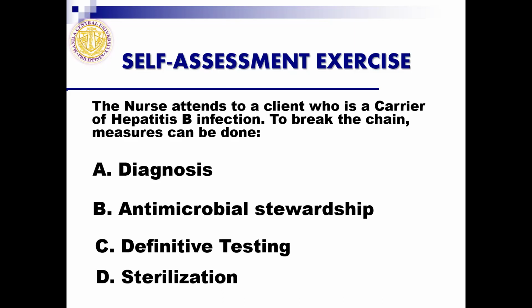So I'll start counting. 10, 9, 8, 7, 6, 5, 4, 3, 2, 1, 0. Okay? So we did not reach 24 because it's only 23. So I may be calling those who did not raise the hand. So let us now analyze the question first. The question: the nurse attends to a client who is a carrier already and has the hepatitis B infection. To break the chain, measures can be done by any of the following.